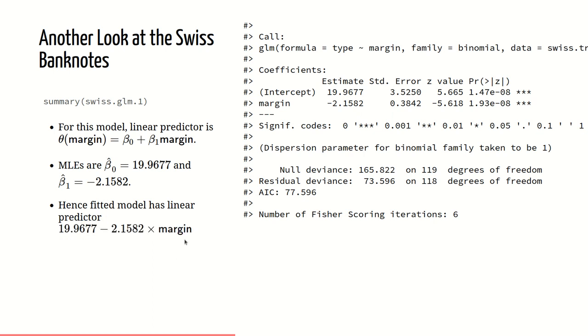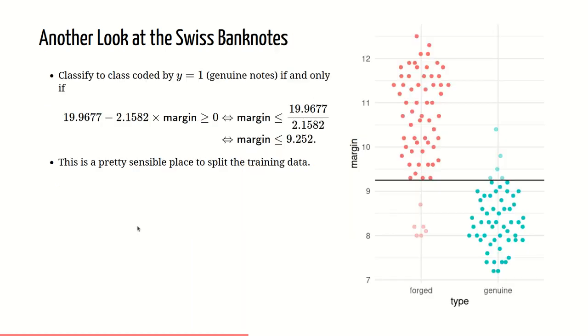And so we can see that there's going to be a threshold here, right? If margin starts being bigger than about 9, so if margin's 10, then this would be 19.9 minus 21, which is a negative number, right? And so we'd assign it to the first class. But if margin's smaller than 10, say margin's only 9, then this would be 19.96 minus about 18.2, which is a positive number, so it's going to be genuine. So there's some threshold between 9 and 10 that switches between forged and genuine notes.